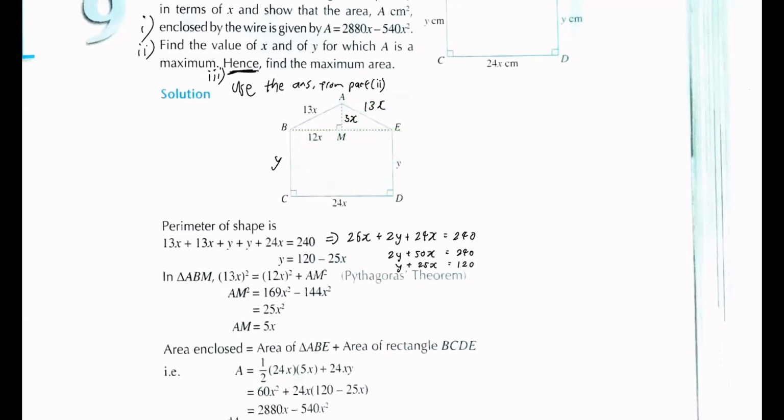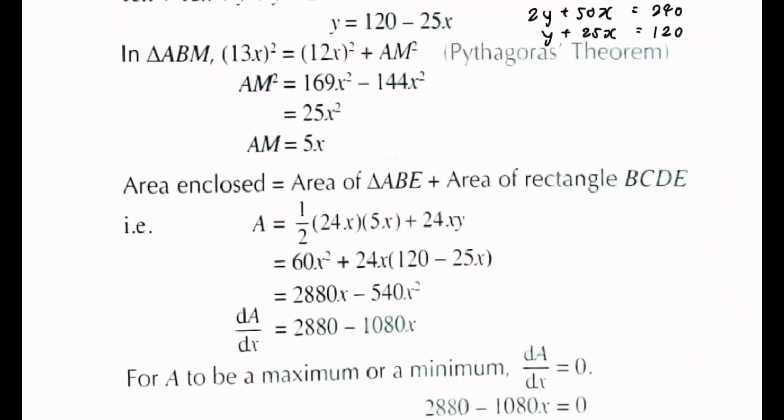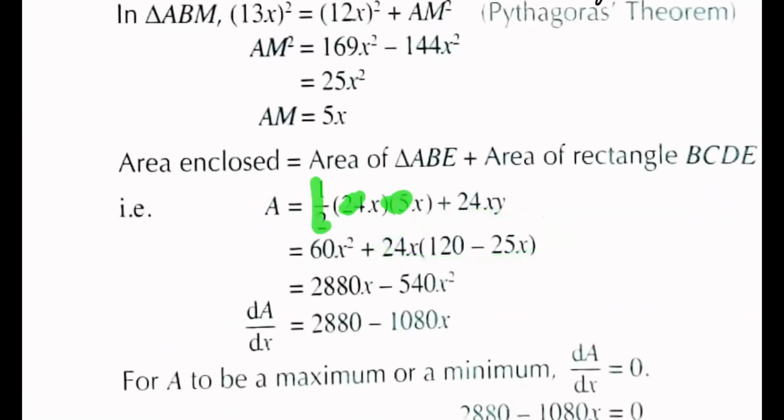Then the area of rectangle BCD will be length times breadth. So 24x times y. But we don't want y. We only want x in our final answer. So we replace the y with 120 minus 25x. That's what we do over here. Then simplify: half times 24 times 5 is just 60. Everything else you expand and simplify, and you end up with whatever they wanted to be shown. Okay so far? Yeah. Good. Now let's look at part 2.